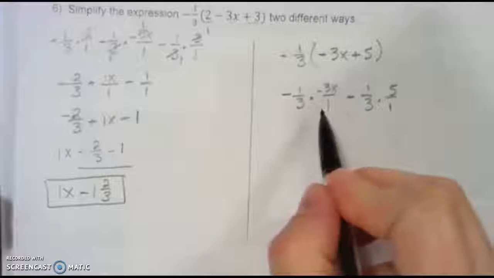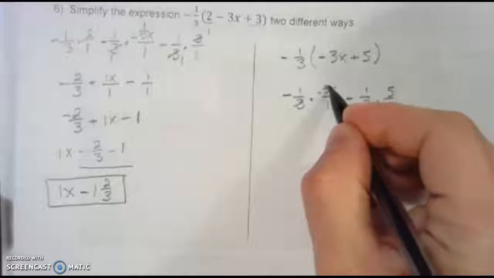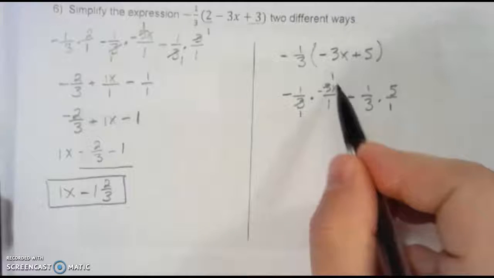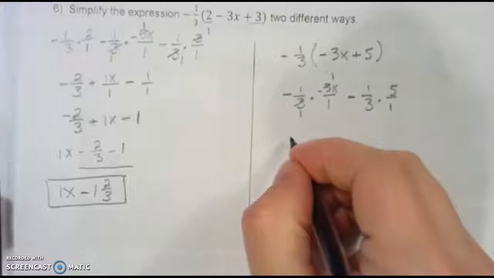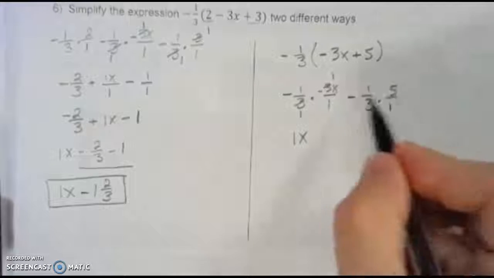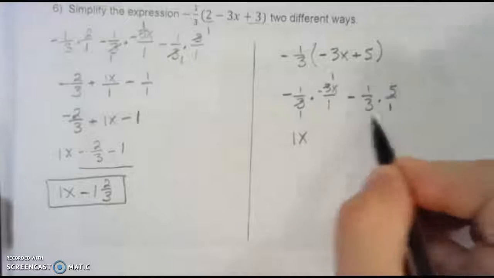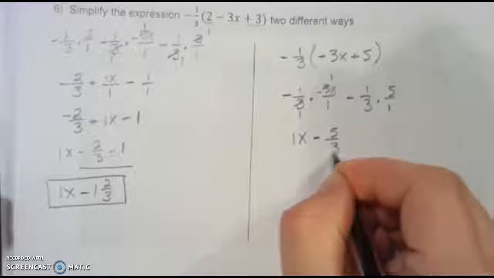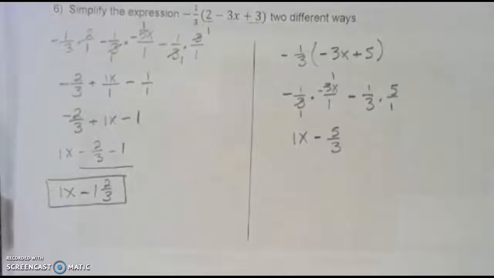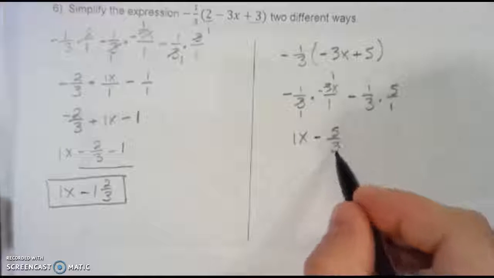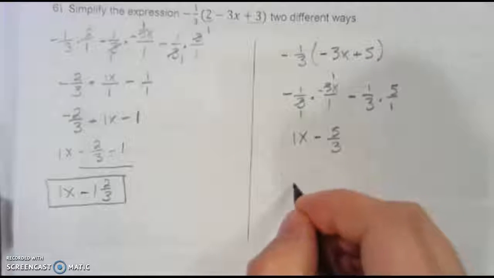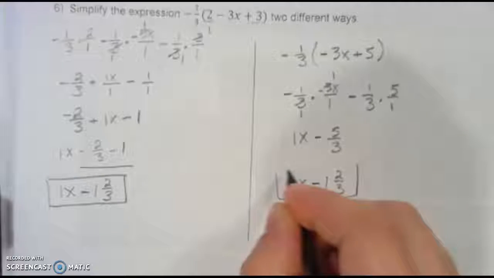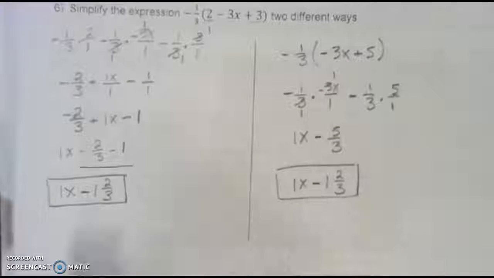Looking at the first term, just like I did before, I can simplify each of these 3s down to a 1. Negative 1 over 1 times negative 1x over 1 is actually going to be positive 1x. And then negative 1/3 times 5 over 1, nothing simplifies here. This is going to be negative 5/3. Okay, so I have 1x minus 5/3, but 5/3, well, 3 goes into 5 once with 2/3 left over, so this is really just 1x minus 1 and 2/3. And so either way that I decided to simplify, I end up with the exact same answer.